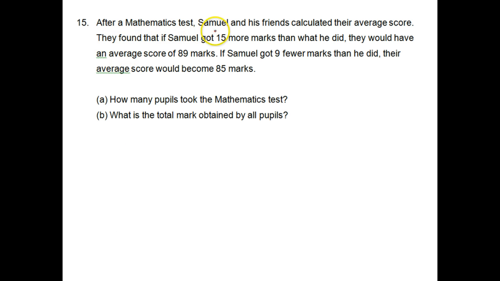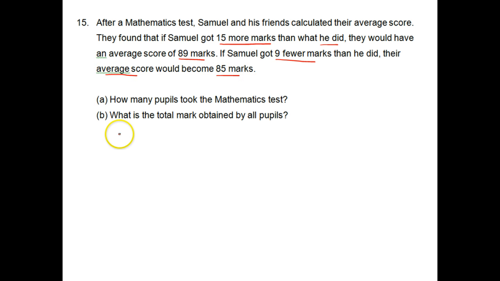Question 15. After a mathematics test, Samuel and his friends calculated their average score. They found that if Samuel got 15 more marks than what he did, they would have an average score of 89 marks. If Samuel got 9 fewer marks than what he did, their average score would be 85.